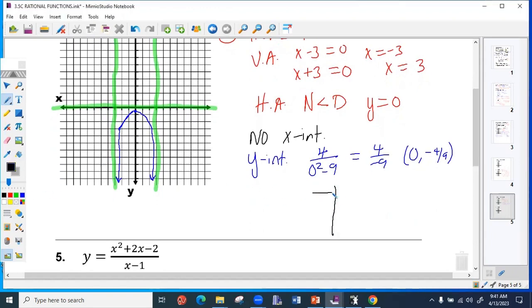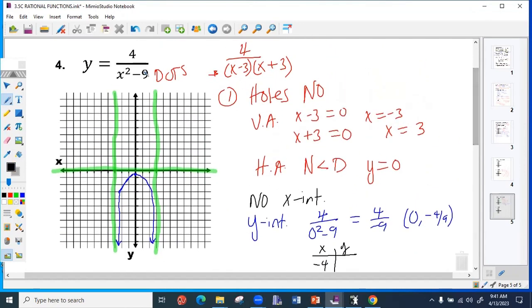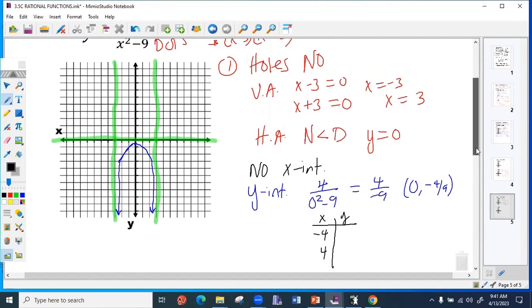You can also do it on the calculator, but we can do it really quick by hand. Right here, I'm at -3. To the right of -3 is -4. Here I'm at +3. To the right is going to be +4. If I plug -4 and +4 into my original equation, what's going to happen?